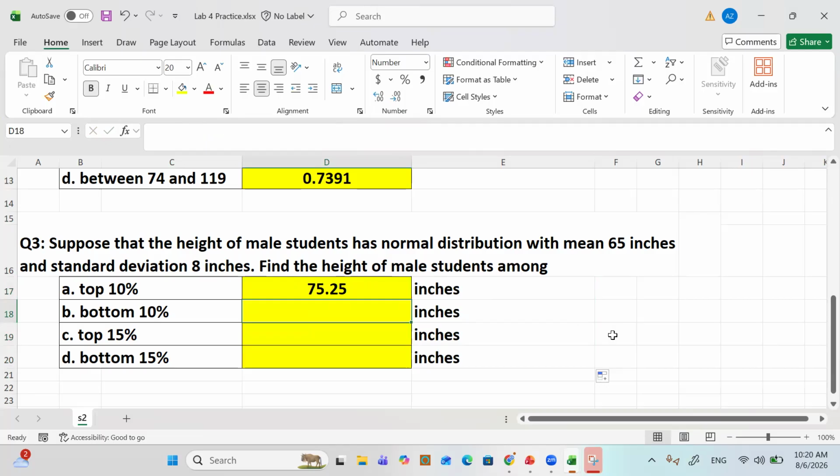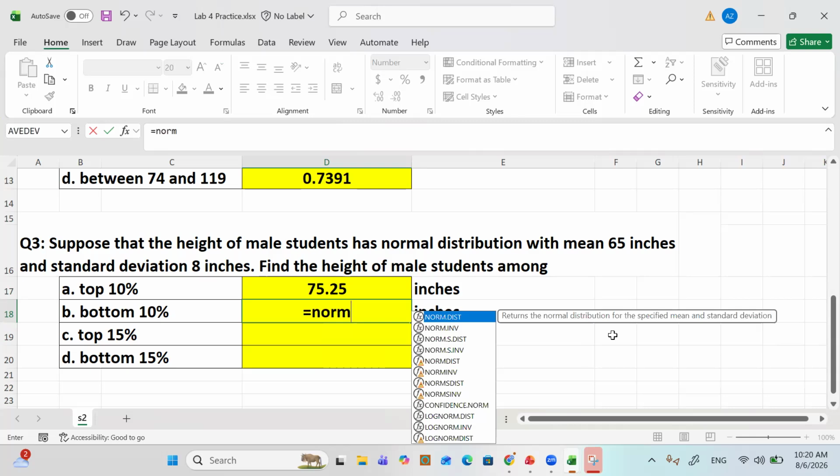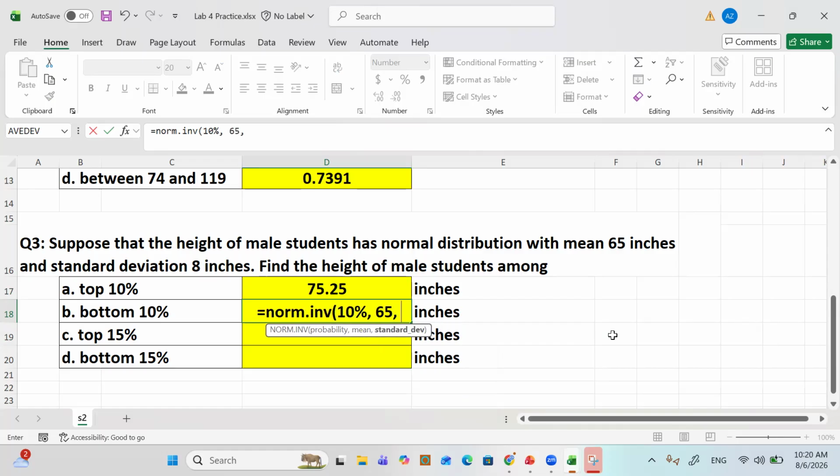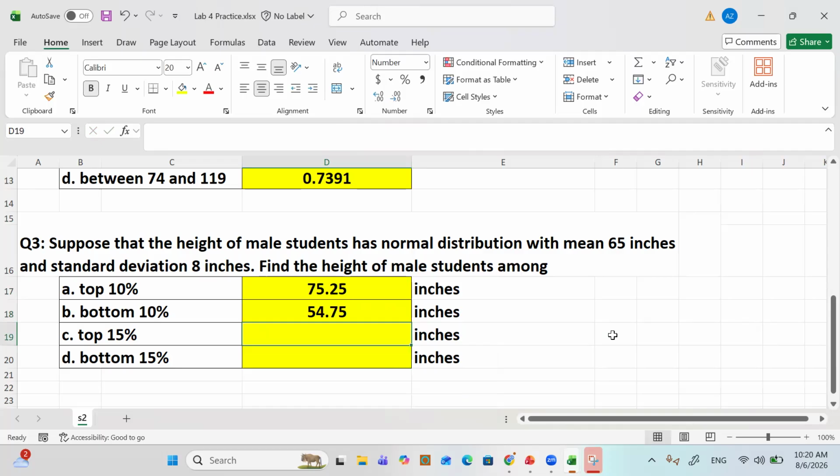And then bottom 10%, so it'll be equal to NORM.INV, right? Inverse of the normal distribution, given the probability, and we try to find the x values. So it's going to be 10%. Mean of 65, standard deviation of 8. Then hit enter, you get this.